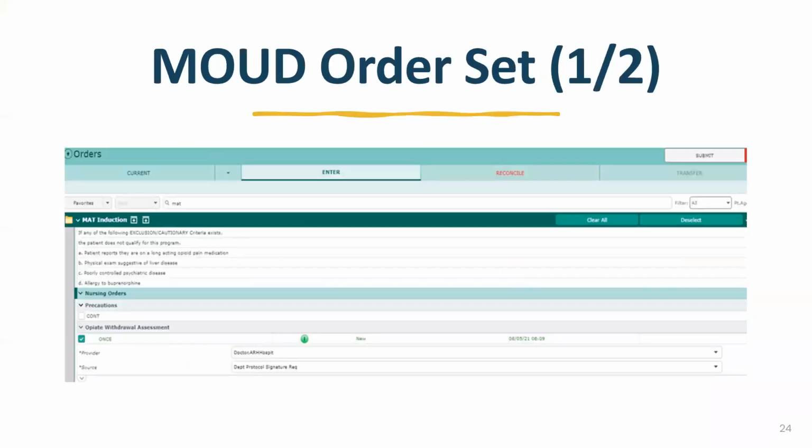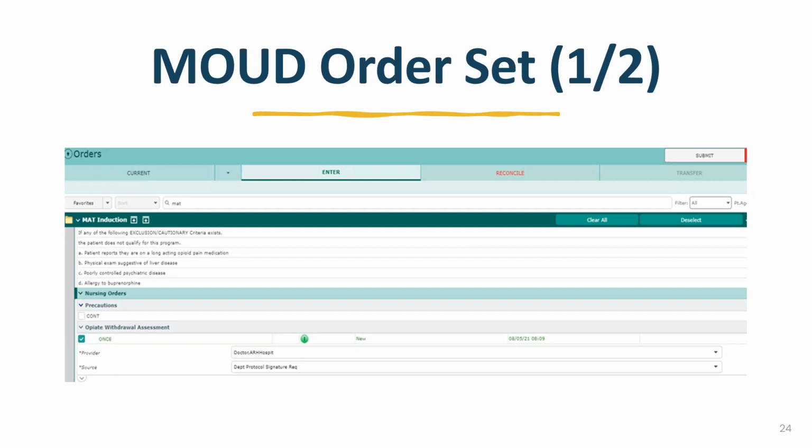Here I've included a screenshot of the MAT order set or the MOUD order set. When a peer notifies the provider that a patient should be considered for a dose, there is also a trigger that notifies you it is time to consider the patient for any exclusionary or cautionary criteria, and that there is a MOUD order set that you will be able to follow in Meditech.